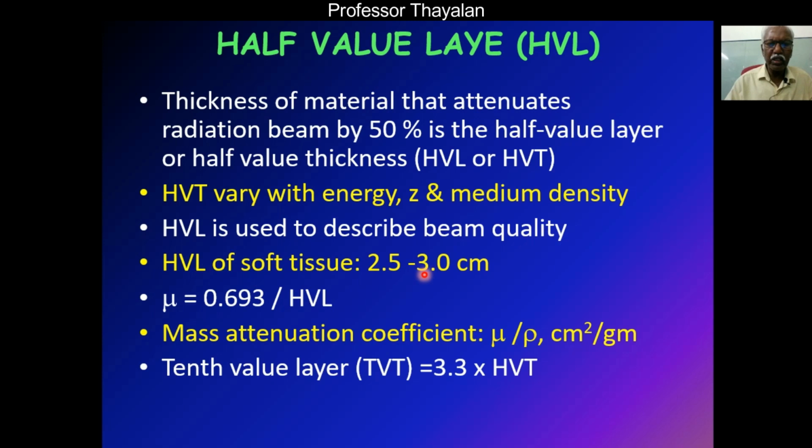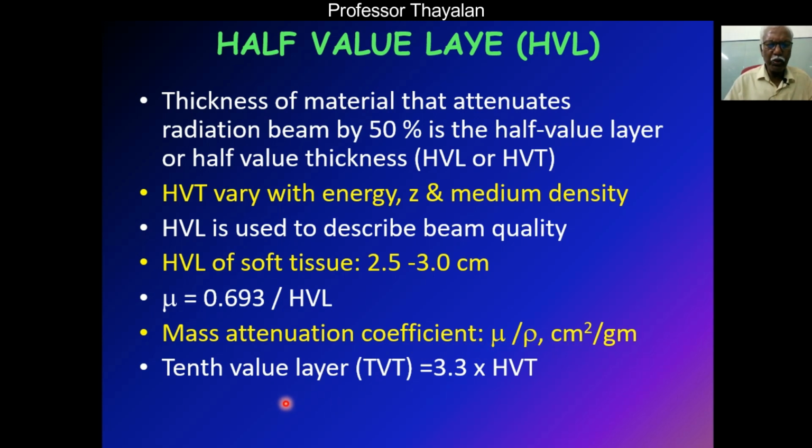HVL of soft tissue is 2.5 to 3 centimeter. HVL and linear attenuation coefficient are related as mu equals 0.693 divided by HVL. One can also derive a useful quantity called mass attenuation coefficient, which is equal to mu by rho. It is expressed in centimeter square per gram.